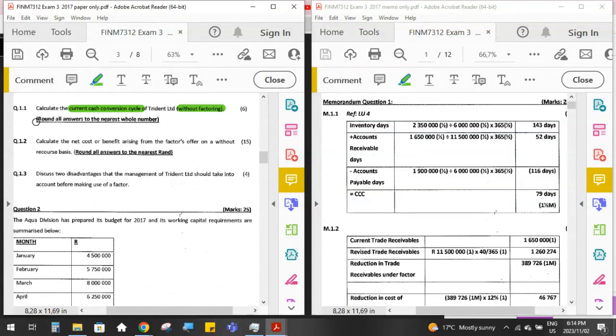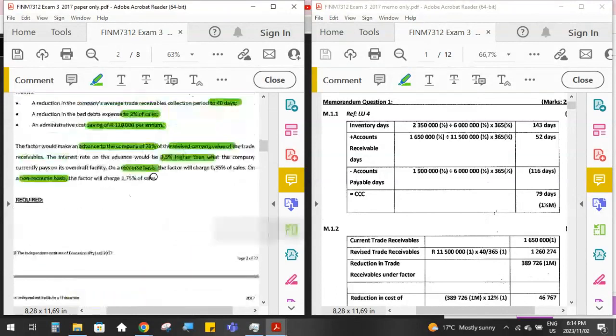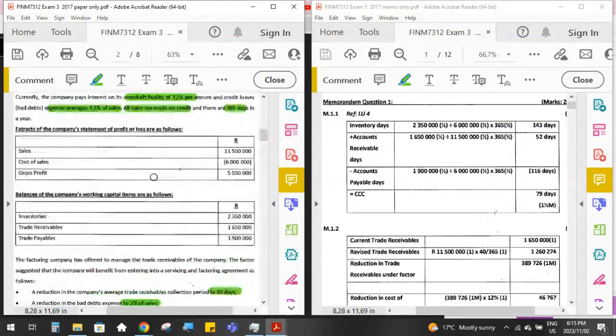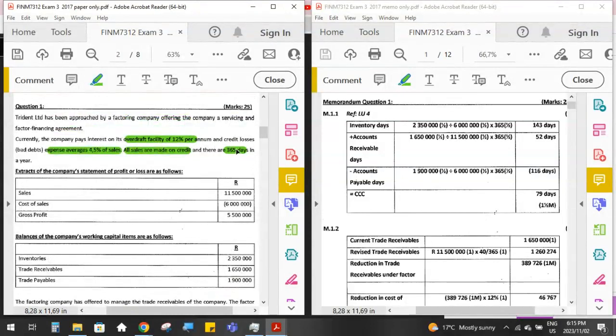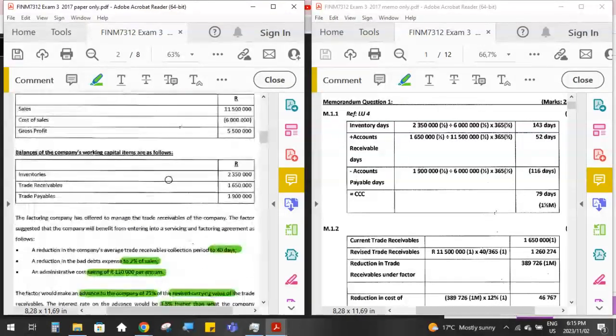Please read all instructions very carefully and adhere to them, because you will lose marks if you don't do what you were instructed to do. And sometimes in one question, they might tell you to round some and others to use 2 decimal places. So always follow instructions. So let's go and have a look. We want to calculate our cash conversion cycle. So we need this information here. We need the closing balances of our working capital items, and we need our extract of the company's statement, and we want to double check that they've told us to use 365 days in a year.